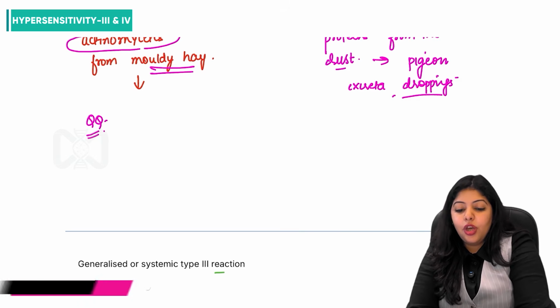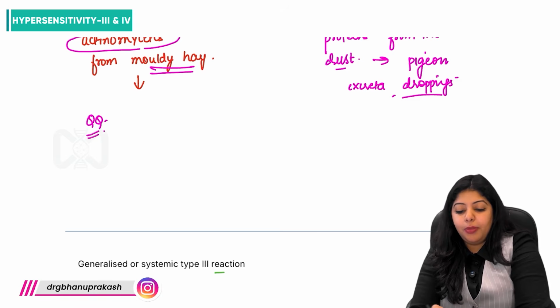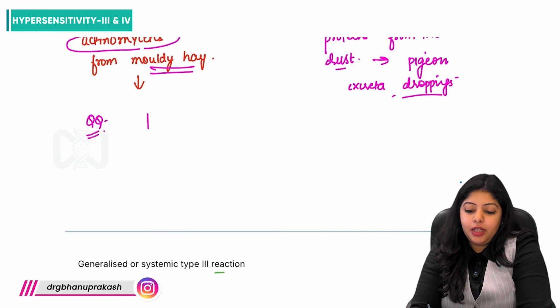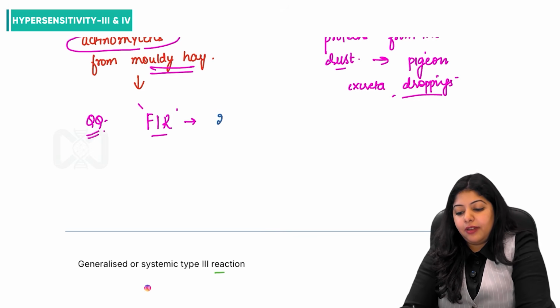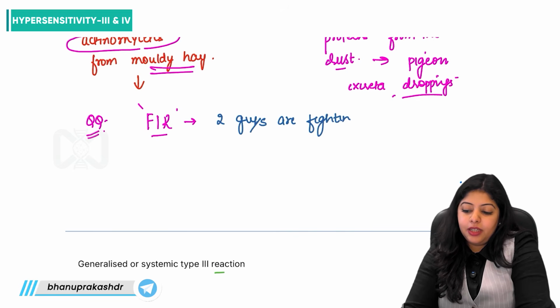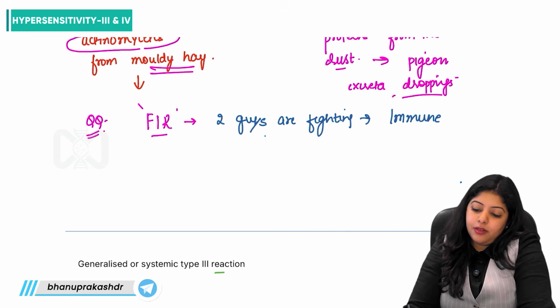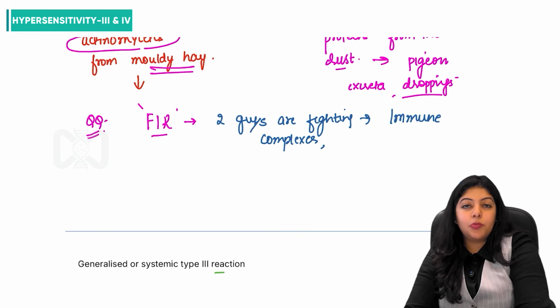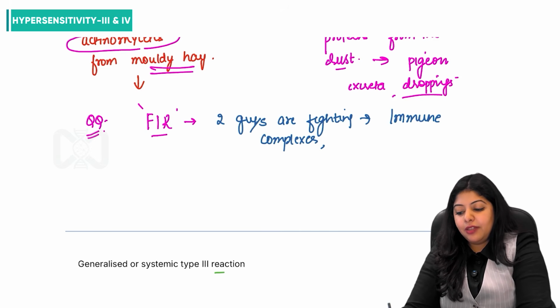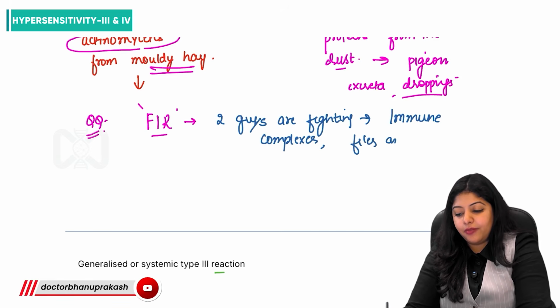hypersensitivity reactions. So in order to memorize it, I have a mnemonic: FIR. It's a story that two guys are fighting and they are forming immune complexes, and a third person spots them and he immediately files an FIR.